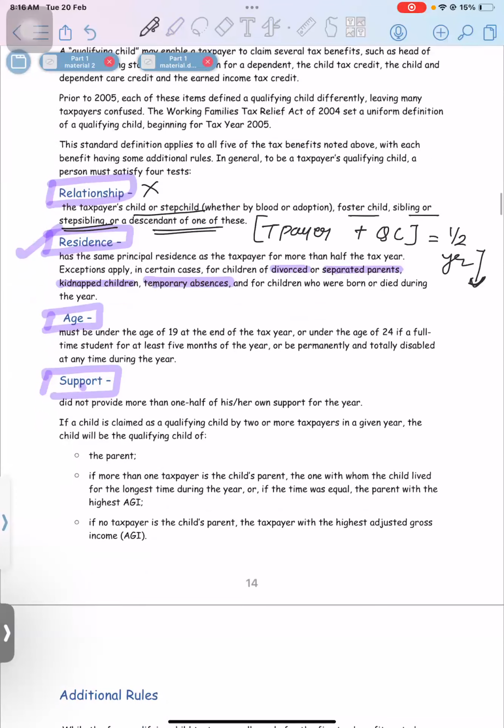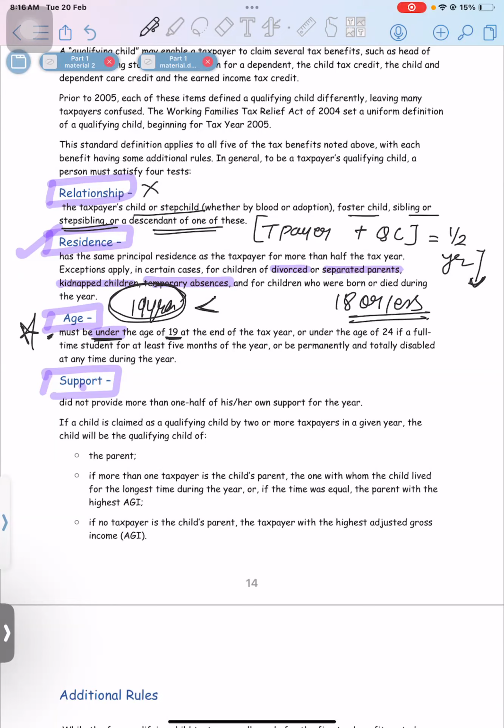Now the age criteria is most important. The age must be under 19. It should be less than 19 years. Now in the exam they will twist you and give you exactly 19 years. Mark the words, it is saying less than. It means even if the child is 19 years, they are not fulfilling the age limit. It is specifically mentioning under 19, which means the child should be 18 or less. You can remember it like this.